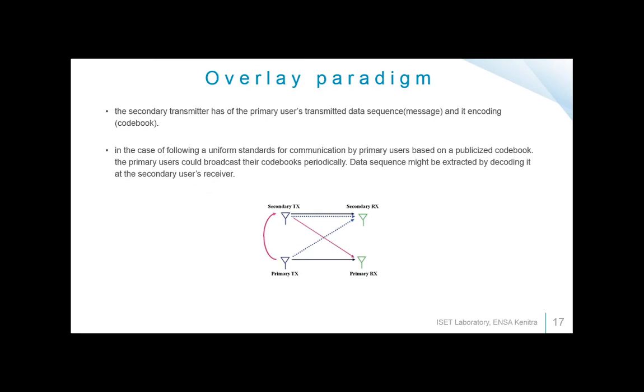The overlay paradigm: the secondary transmitter has the primary user's transmitted data sequence message and the encoded code book. In the case of following a uniform standard of communication by primary users based on a publicized code book, the primary users could broadcast their code books periodically. The data sequence may be extracted by decoding it at the secondary user's receiver.